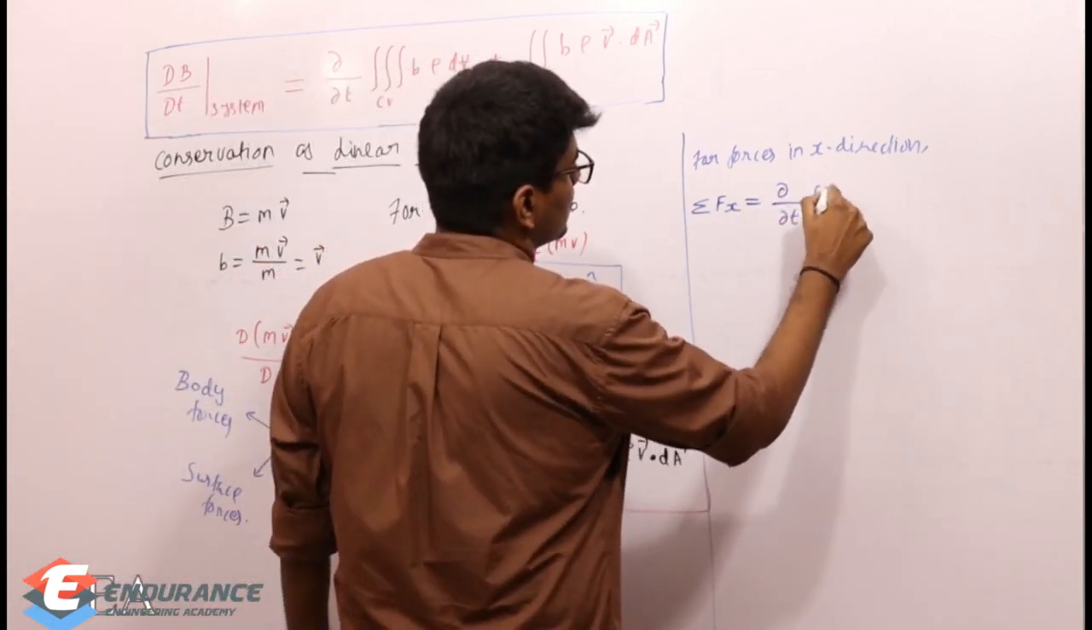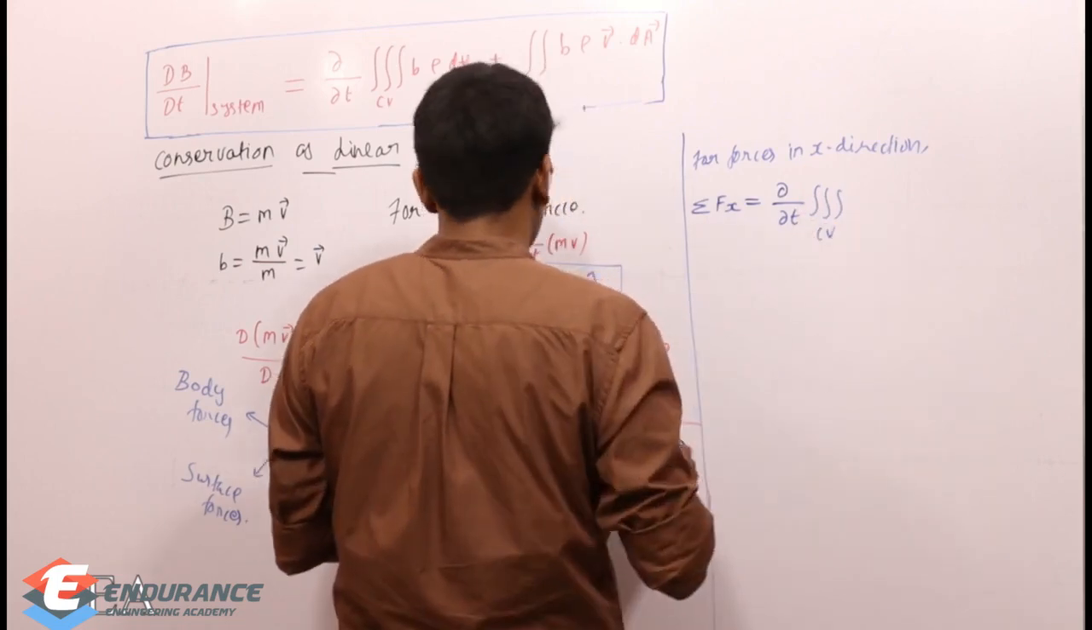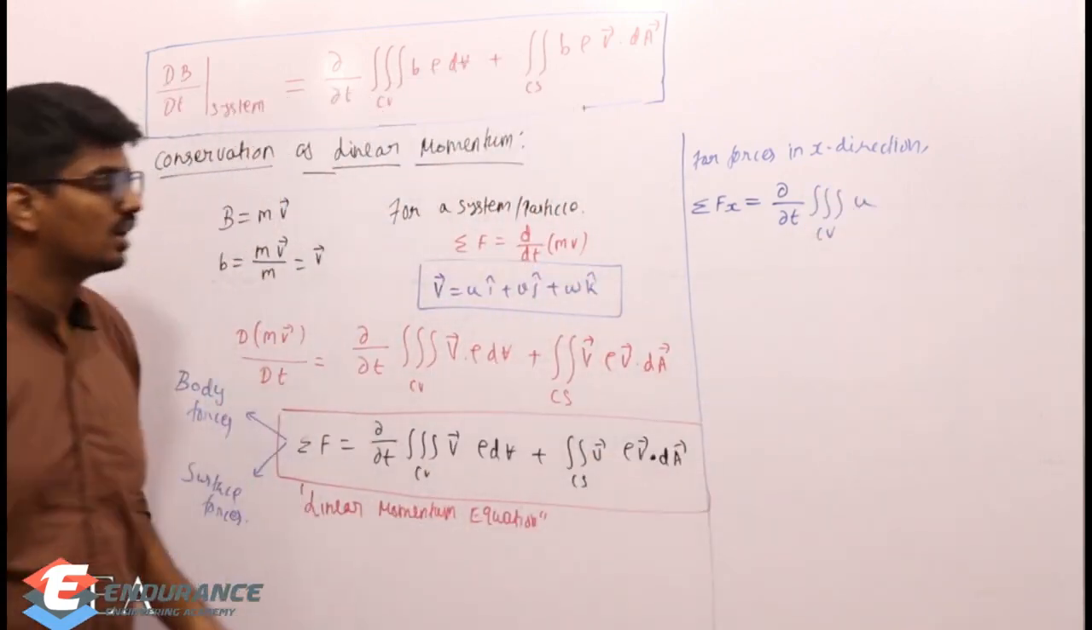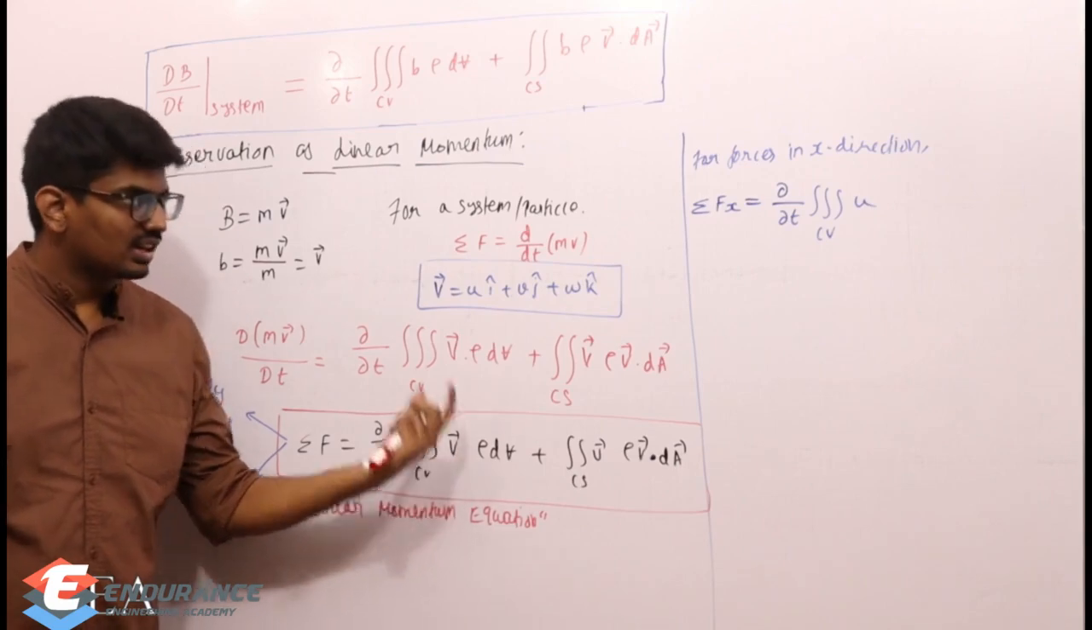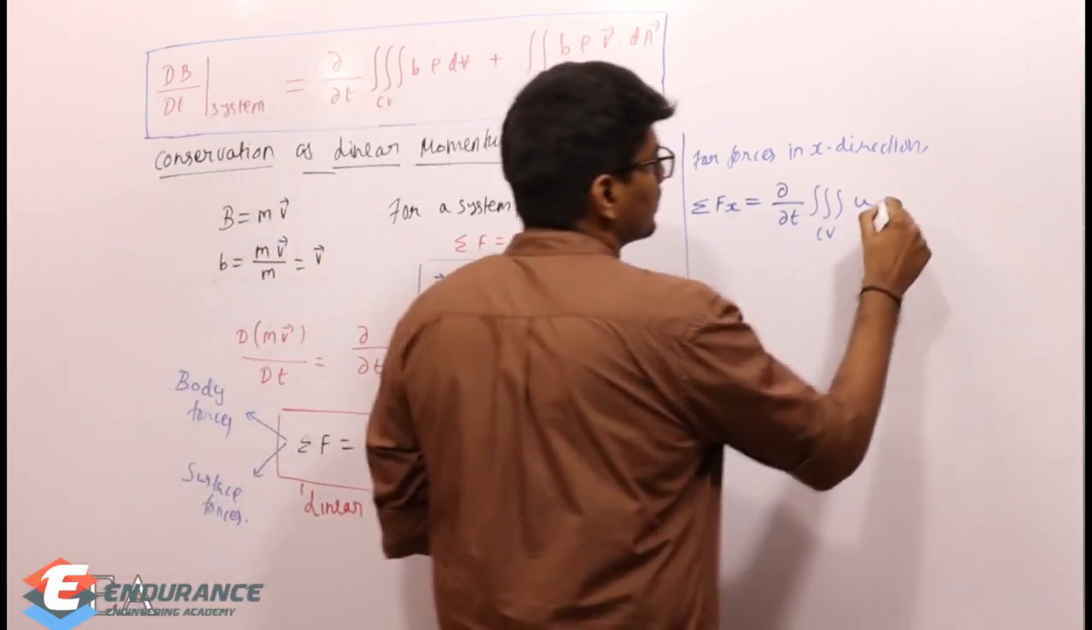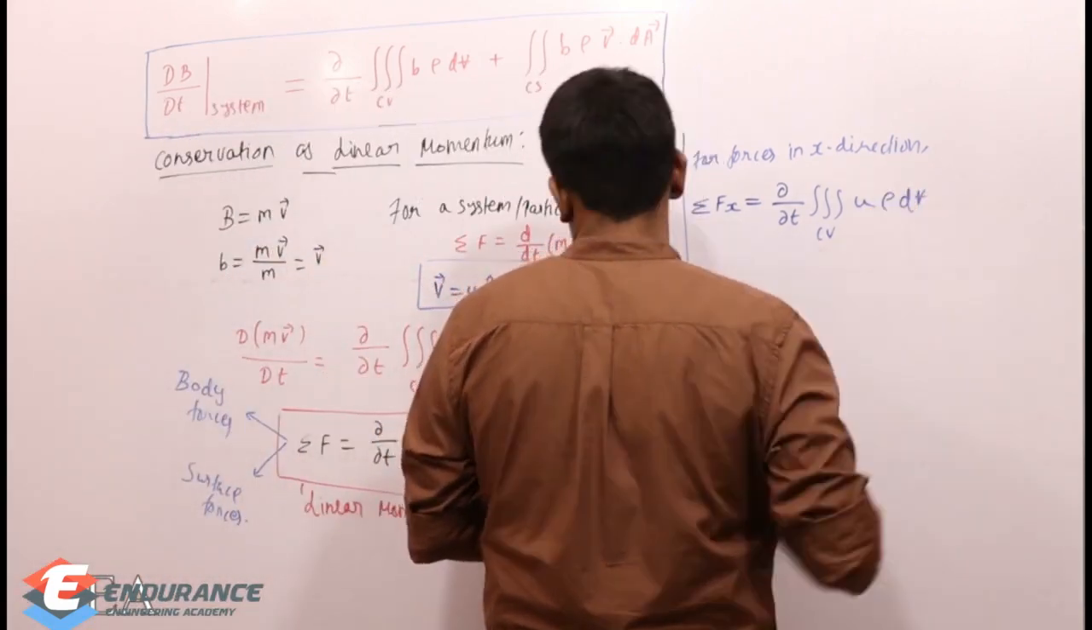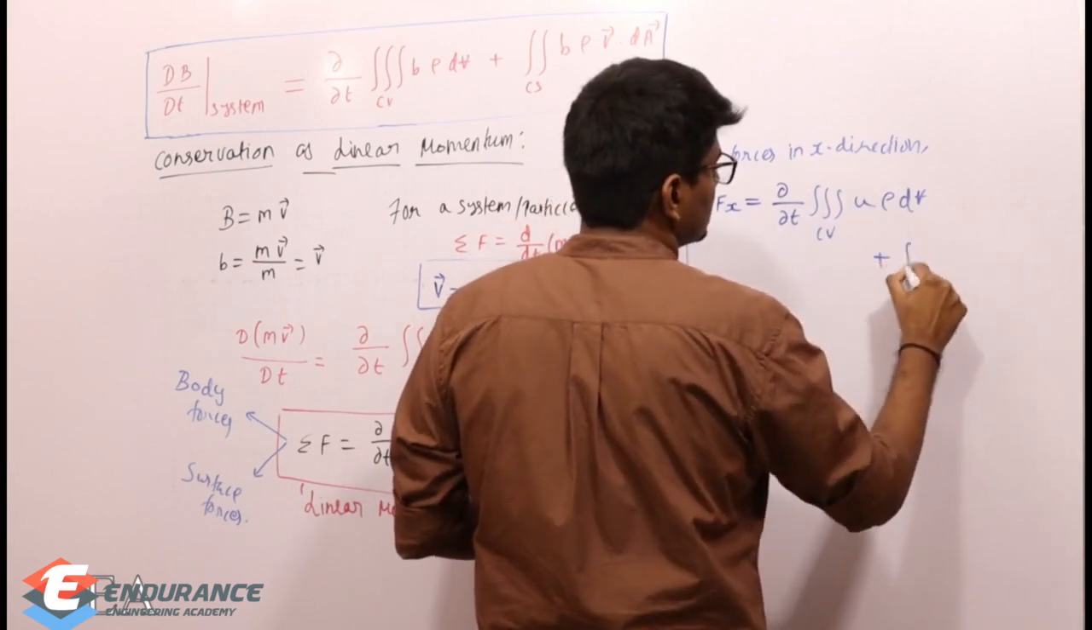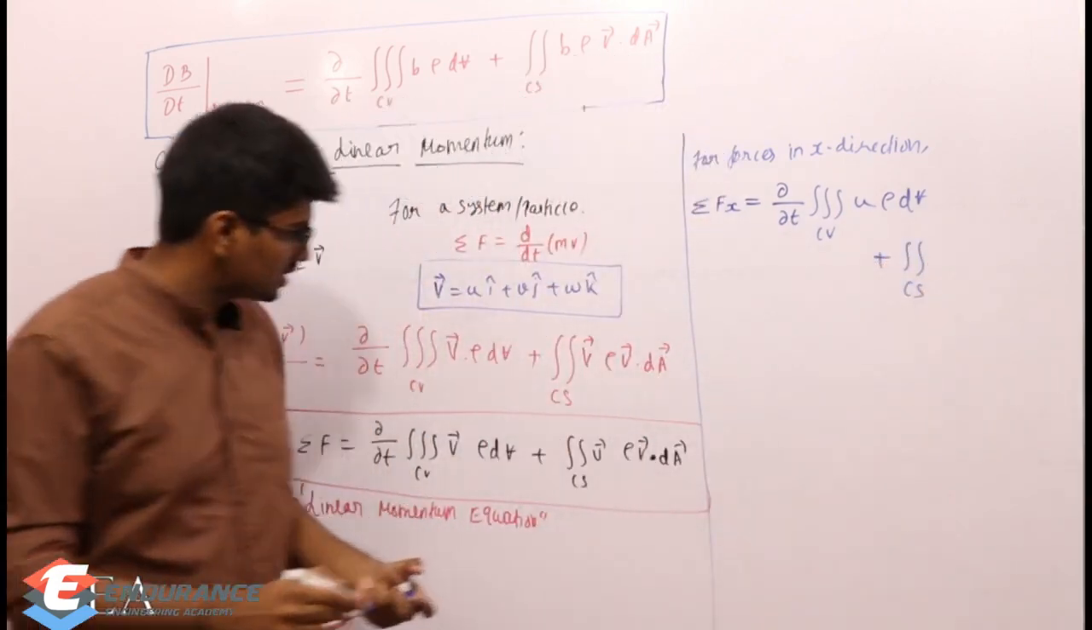∂/∂t of the volume integral. Instead of v, I will use u. Instead of the v vector, I am using u. This is going to become rho dV. Very good. Plus the control surface.